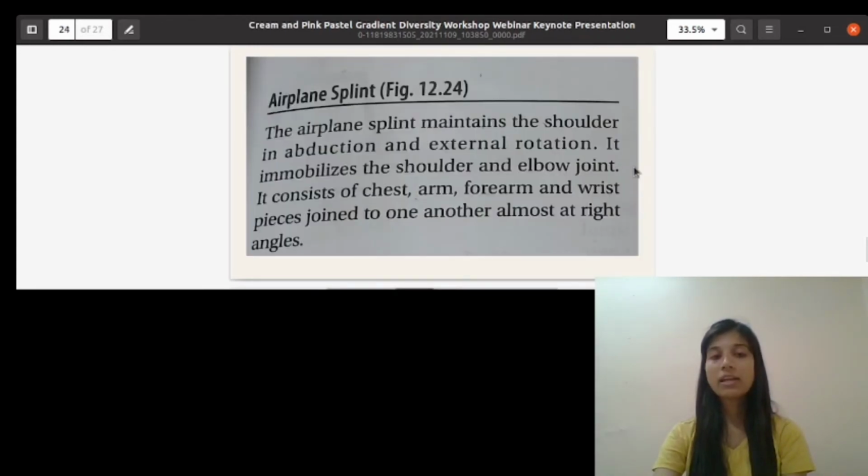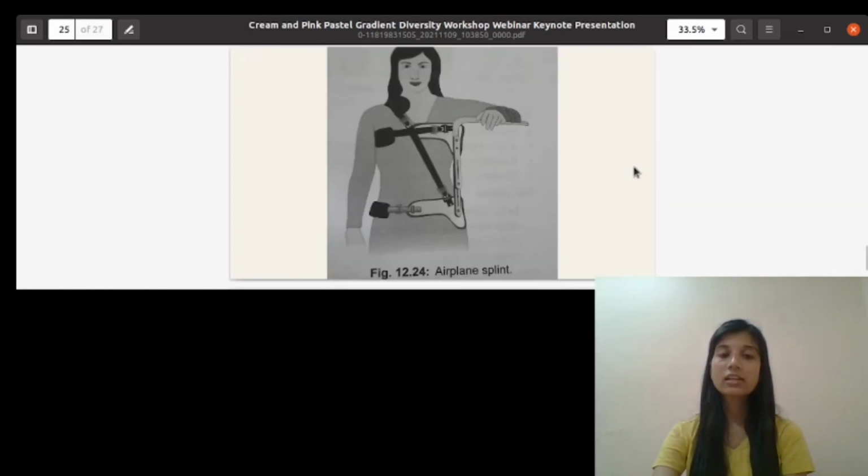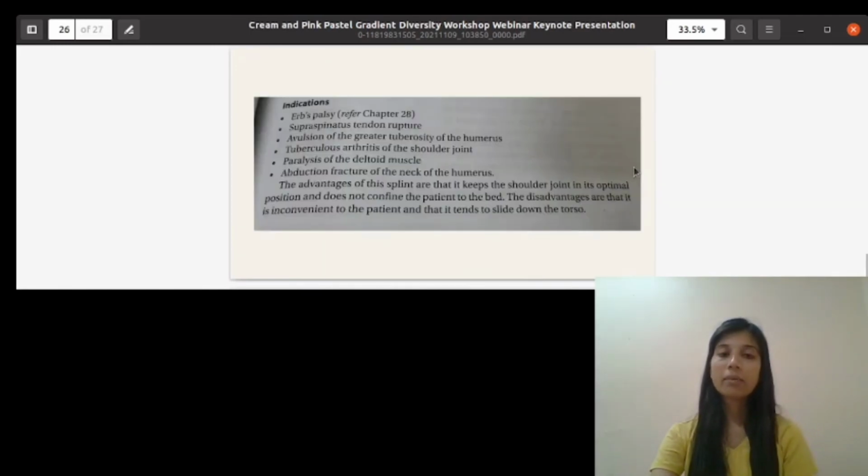Next is the airplane splint. The most important splint is the airplane splint. The airplane splint maintains the shoulder in abduction and external rotation. It immobilizes the shoulder and the elbow joint. It consists of chest, arm, forearm and wrist pieces joined to one another almost at right angles. So this is the airplane splint.